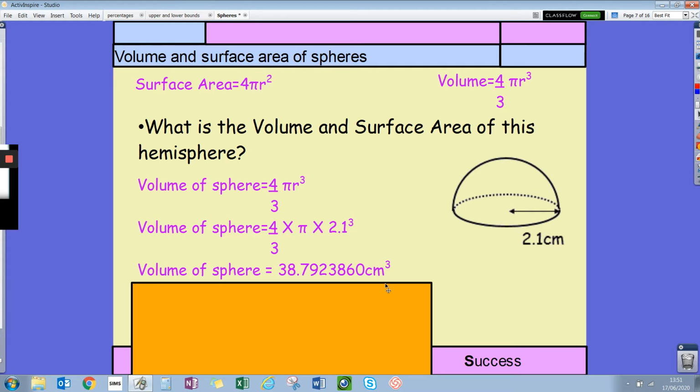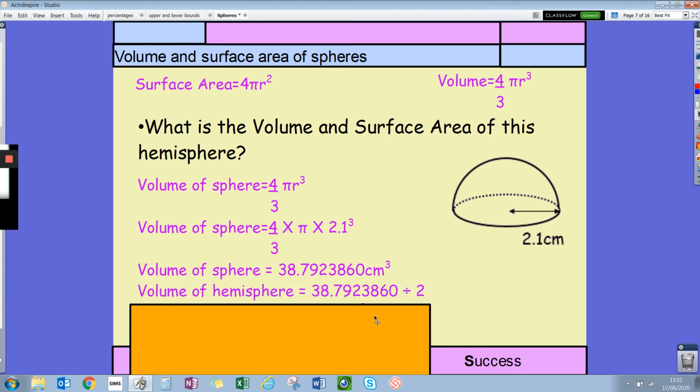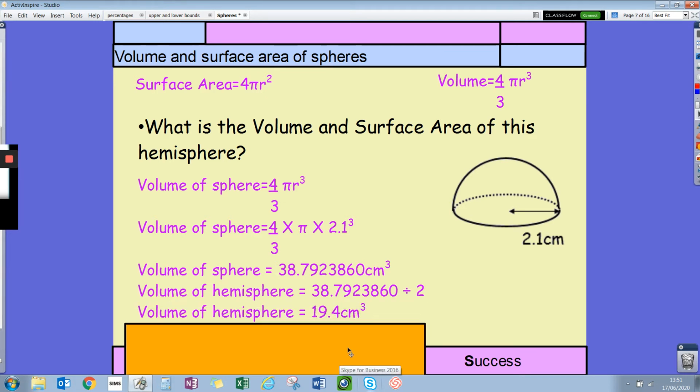We want the volume of half the sphere, the hemisphere, so we're going to divide that by 2. When we've divided that by 2, we get the answer of 19.4 centimetres cubed. So the volume of our hemisphere is 19.4 centimetres cubed.